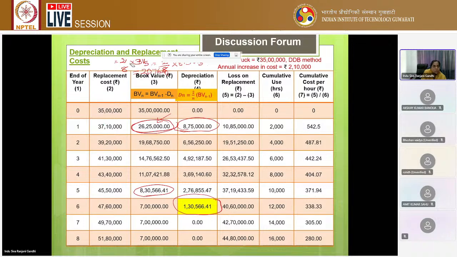Now you calculate the book value for the sixth year. Book value for the sixth year is nothing but book value for the fifth year minus depreciation. So book value at the end of sixth year is nothing but book value at the end of fifth year minus depreciation for the sixth year. So what is book value at the end of fifth year? It is nothing but 8,30,000.